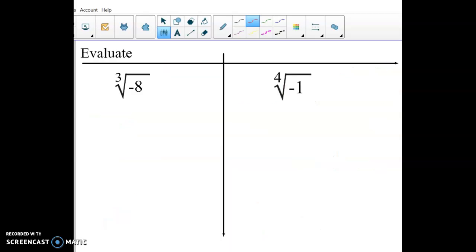Okay, so just to put that in practice, here's a couple, and use that little chart, right? Figure out: is it even or odd index, and then is it positive or negative radicand? All right, so this is an odd example, and it's negative. Right, so odd negative is going to be one answer, and in this case, it's just negative 2. Negative 2 times negative 2 times negative 2 is negative 8. So we got just one answer there. This one is even and negative, so that's actually going to be no solution.